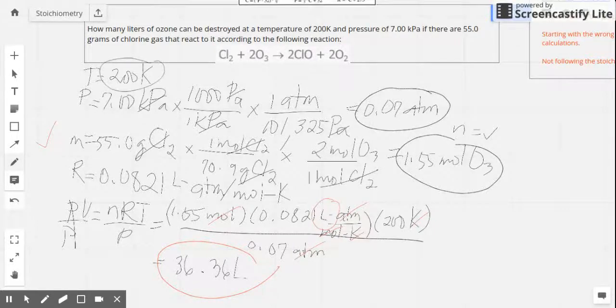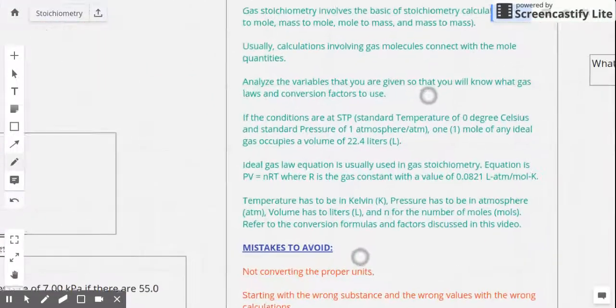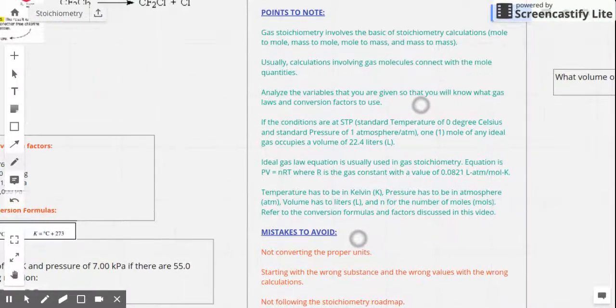So some points to take note of when you're doing gas stoichiometry calculations. Gas stoichiometry involves basic stoichiometry calculations. It can be mole to mole, mole to mass, or mass to mass. And usually, calculations involving gas molecules connect with the mole quantities as you've seen in the roadmap. Analyze the variables that you are given so that you will know what gas laws and conversion factors to use, which you have two options, either the ideal gas law or the 1 mole is to 22.4 liters. If the conditions are at STP, that means 1 mole of anything will have a volume of 22.4 liters.